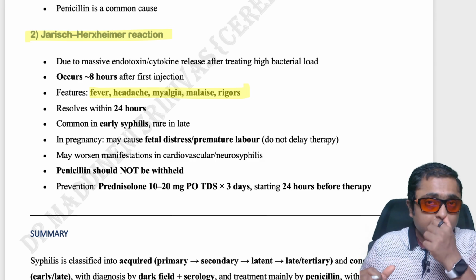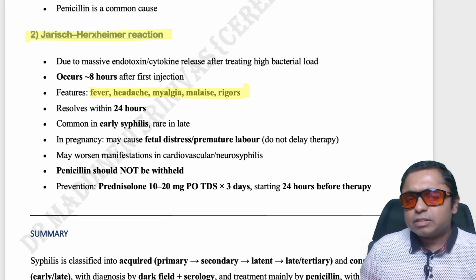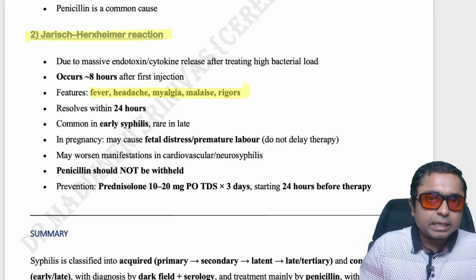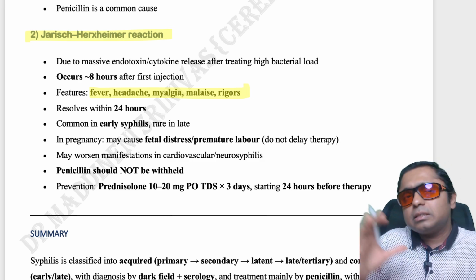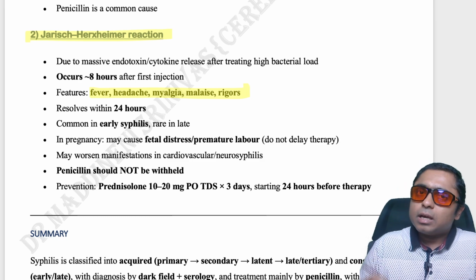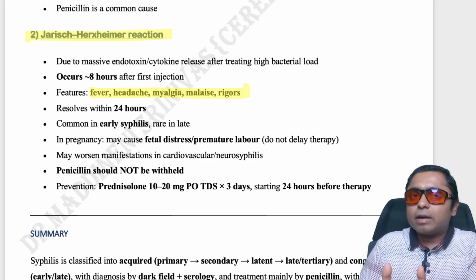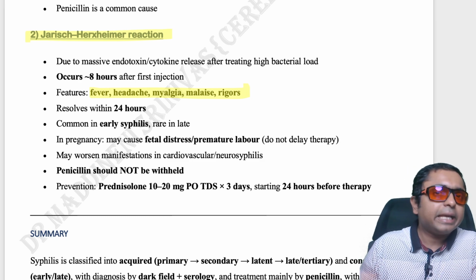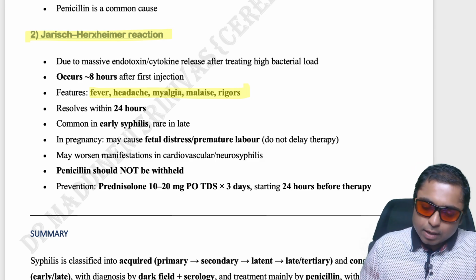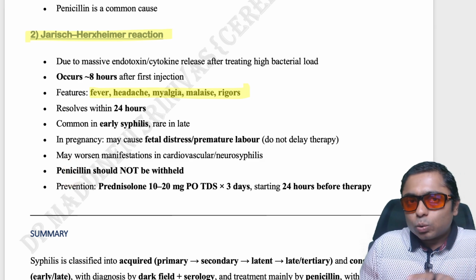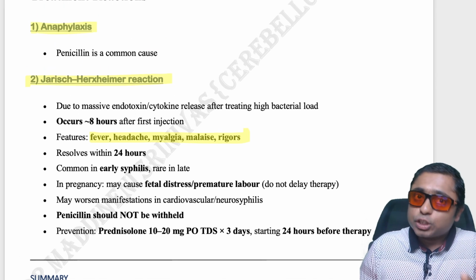And also most importantly, we have to counsel the patient regarding this Jarisch-Herxheimer reaction which they can develop after giving the penicillin injection, and we have to make the patient understand that this is absolutely normal, and in one way it is a finding which tells us it's a sign that the Treponema pallidum is getting destroyed, right? And remember to distinguish between penicillin allergy, that is anaphylaxis, and Jarisch-Herxheimer reaction.